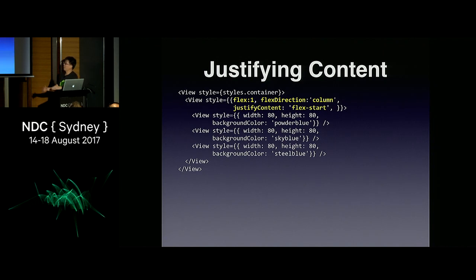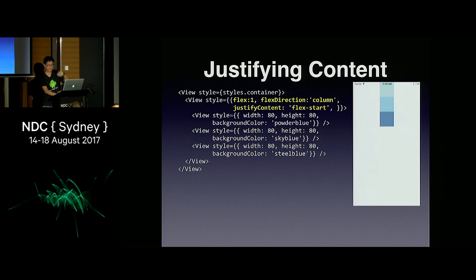Next thing, justify content. Now I'm switching the flex direction back to column, and I am doing a justify content of flex start. Can you imagine how it's going to look now? All the items would be aligned to the top.